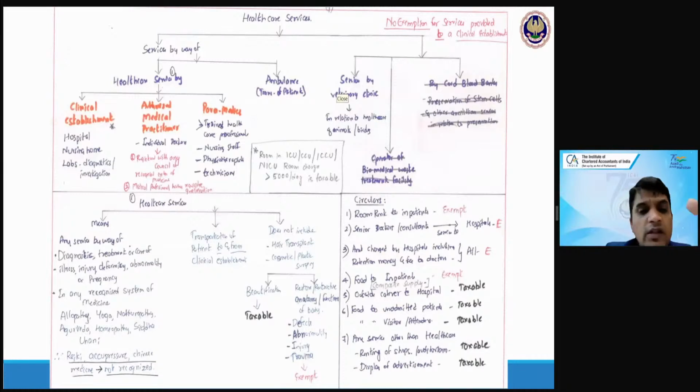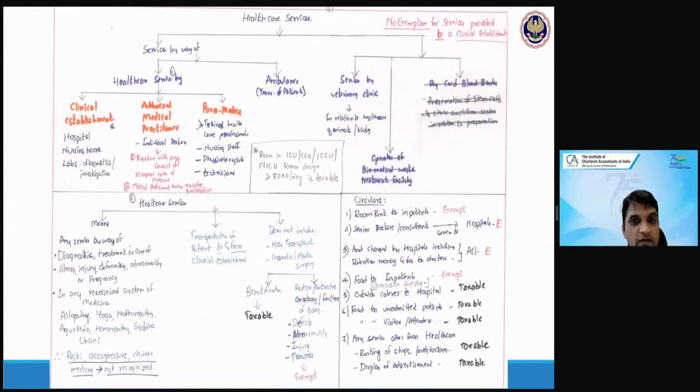Not need to prove this from the nature of the test itself, it will be known, Praveen. So, from the nature of the plastic surgery only, it will be known. Okay. Then services by veterinary clinic.